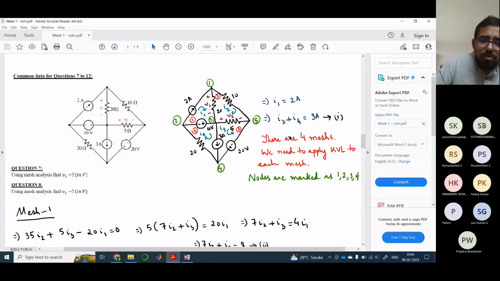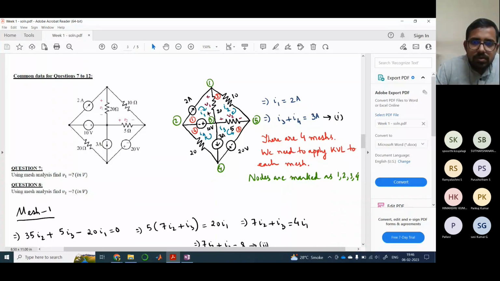Before solving this, I have written two equations which are very important. If we consider the first mesh, you see that I have shown a current in the clockwise direction, which I have written as I1. Mesh 1 already has a current source which is independent of meshes 2, 3, and 4. Therefore, the current flowing through this mesh is nothing but the 2 ampere source. So I can write that I1 is equal to 2 ampere.